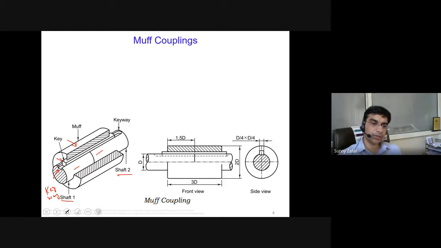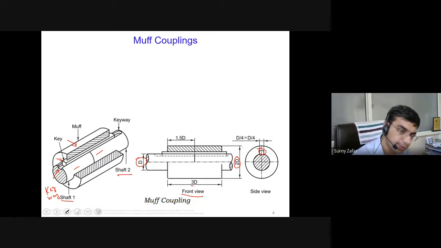Now this key can be either of square type or rectangular type, depending. Mostly muff couplings prefer a square type of key. All other dimensions of the muff coupling are in proportion to the diameter of the shaft, where d is the diameter of the shaft. The length of the muff is three times the diameter, and the external diameter of the muff is twice the diameter of the shaft. And the proportions of the key are d by 4 into d by 4, which indicates it is a square key.